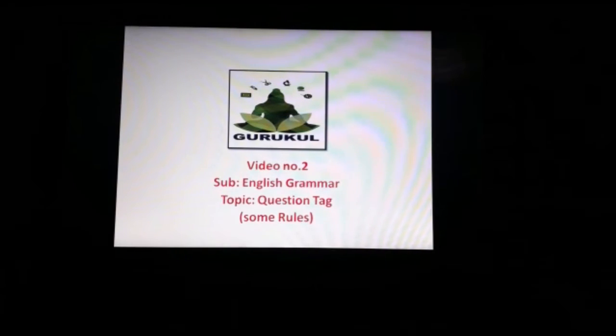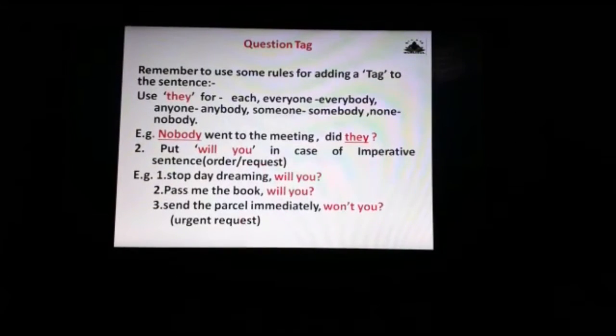Yes, class. Let's proceed with our topic. Hope till here everything has been clear to you all. So we were learning some rules. Let's proceed further. Remember to use some rules for adding a tag to the sentence. This is basically to make things easier for you. I try to make it in a simpler format, so that if you remember these points, this topic would become very easy for you all to follow.